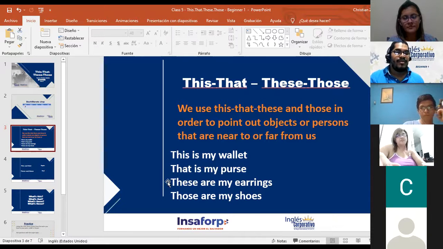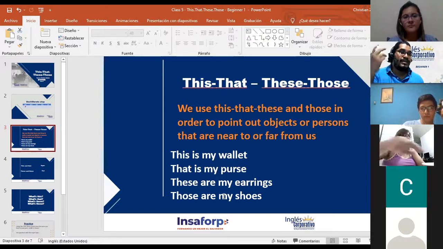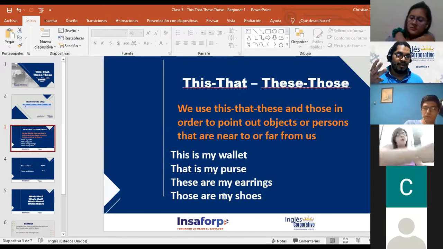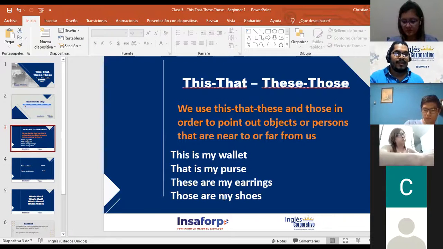And then we're going to use these and those for the same thing. Vamos a utilizar para la misma razón, solamente que en plural. Plural, singular. This and that, singular. These and those, plural. Okay. And we have the examples here. This is my wallet. That is my purse. These are my earrings. And those are my shoes.